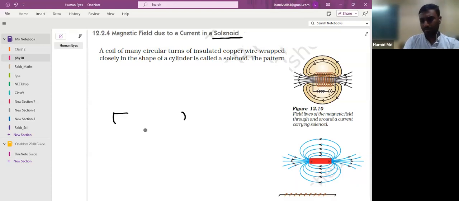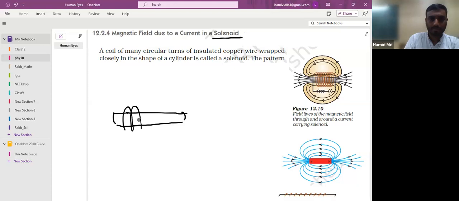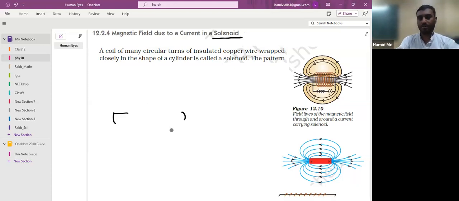Okay, I don't know what is happening. Hope this time it stays. Not staying. I don't know. So this is the picture of solenoid. Sorry, I tried a lot, but I couldn't.